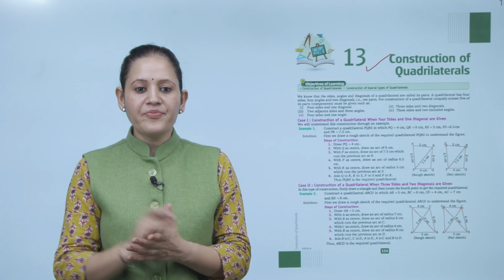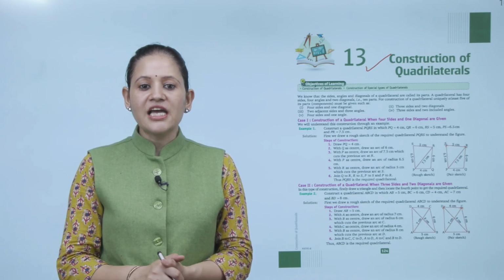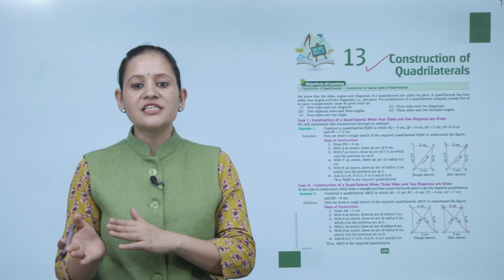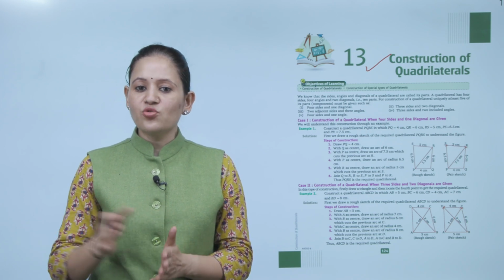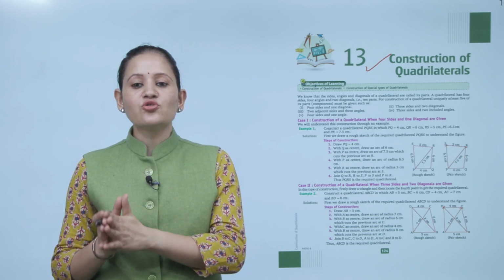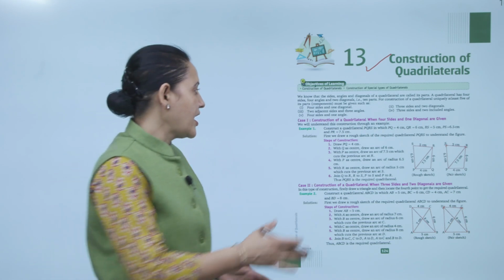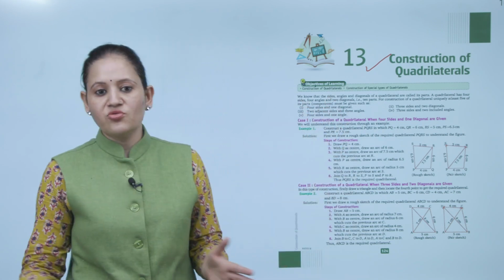sides and 1 diagonal, 2 adjacent sides and 3 angles, 4 sides and 1 angle, 3 sides and 2 angles, 3 sides and 2 included angles. So, if any of these is given, we can construct a quadrilateral.